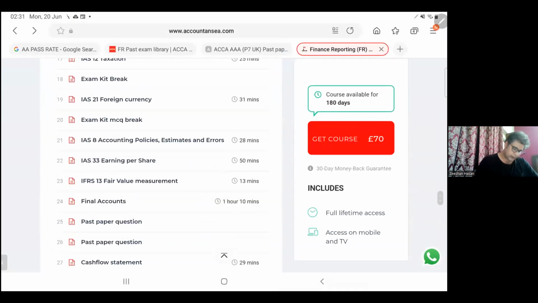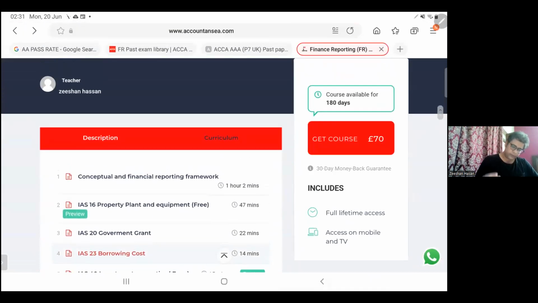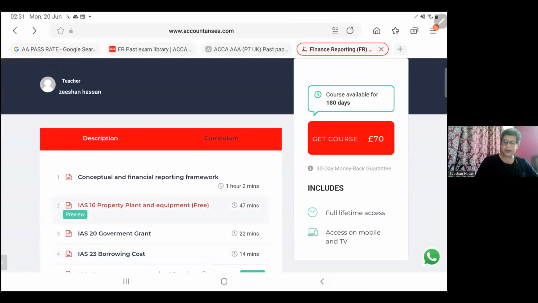What does it consist of? The course will be available for you for 180 days. That means the recorded lectures portal will be available for you for 180 days, so that, God forbid, if you fail, it will be available for you for another attempt. Live classes will be there. You can send me your assignments to check and I will give you feedback. Exam tips will be there. All will be there, right?